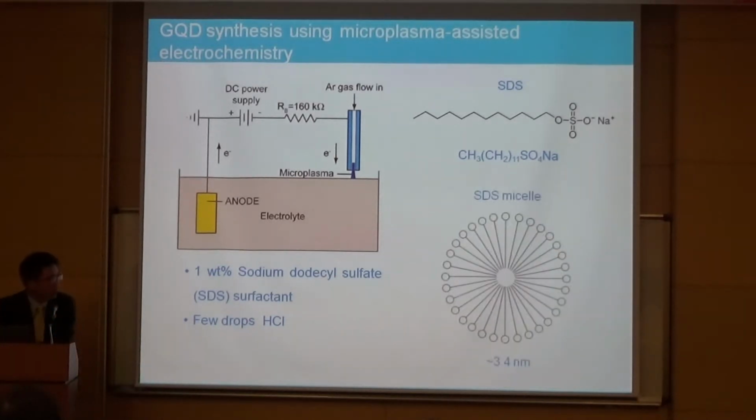The interesting aspect of the SDS is that this concentration is already above the critical micelle concentration of SDS. So in the electrolyte, SDS will form micelles like this. So this could be a very nice carbon precursor, because this provides a template. This looks like a quantum dot or particle-like shape.